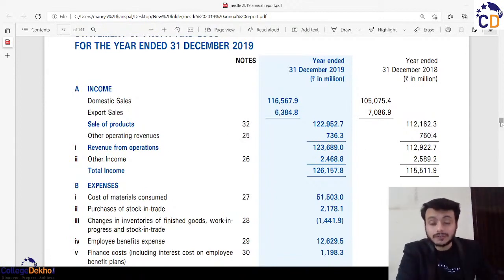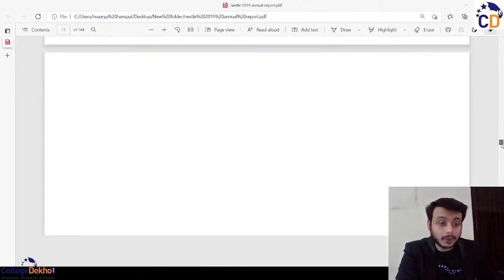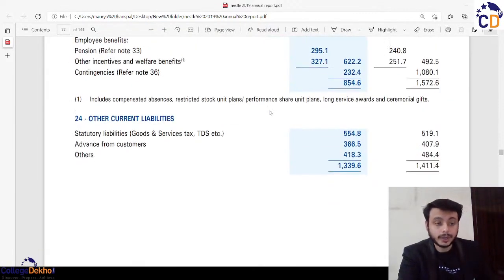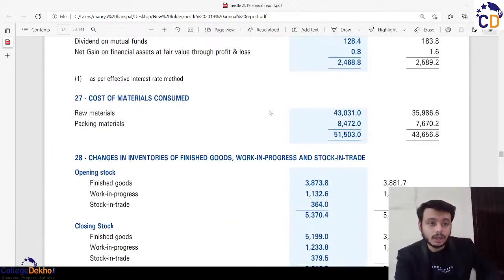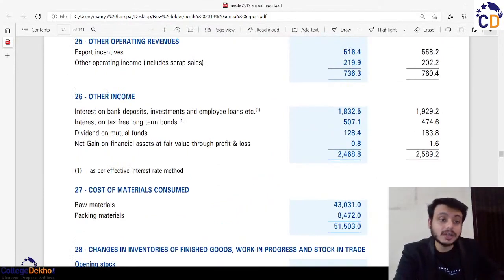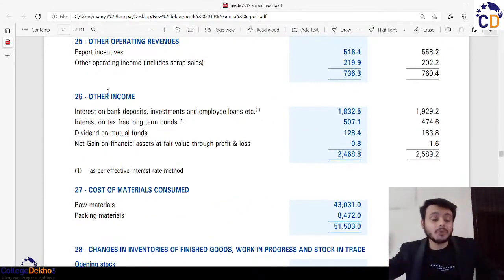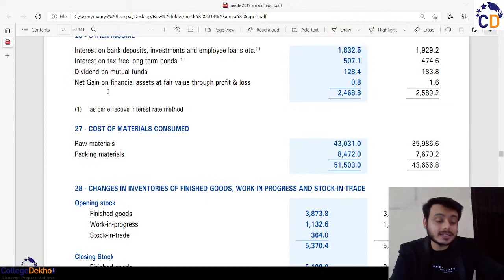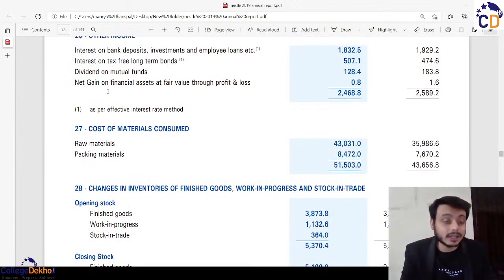So if we go, for example, to note number 26, we reached 24, 26. So it shows you where the other income came from. That other income you got from the interest on bank deposits, interest on tax-free bonds, and dividend on mutual funds. Cost of materials was there. Which materials were there? One was raw materials, one was packing materials.